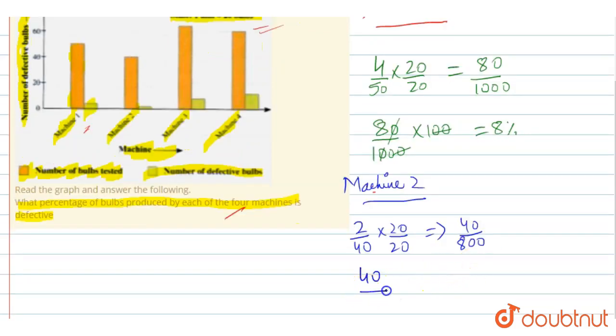40 by 800 is the number of defective bulbs upon the total number of bulbs tested. So we multiply by 100 for percentage, and we can directly cancel out. 8 ones are 8, 8 fives are 40, so that will be 5%. That means 5% of the bulbs are defective.